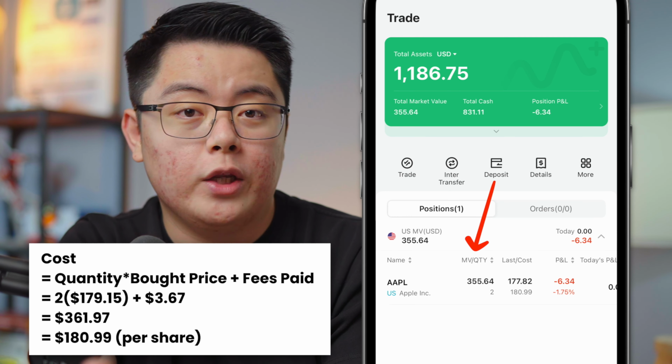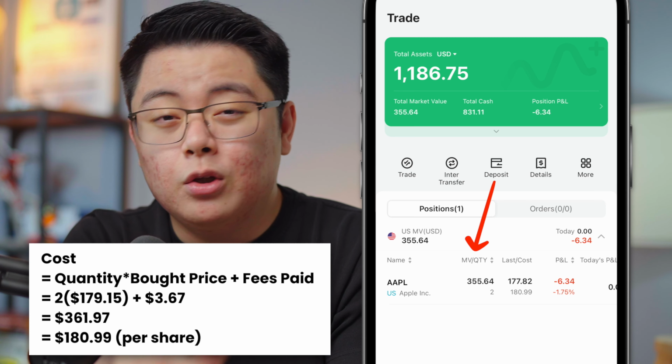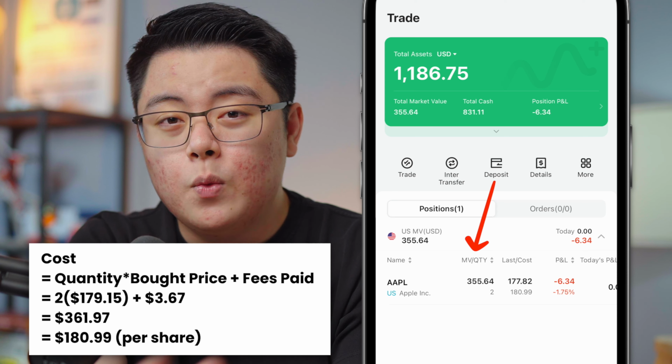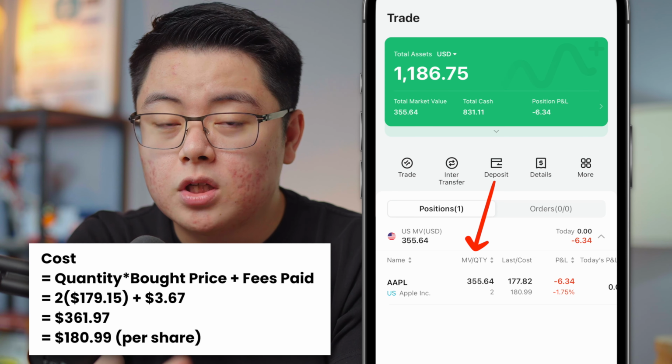And same goes to when you buy any stock. If you want to buy one Apple share at say $175, do know that you will need to pay $175 plus $3 fee for each trade, which is $178, and that $178 will be your average cost for the Apple position.